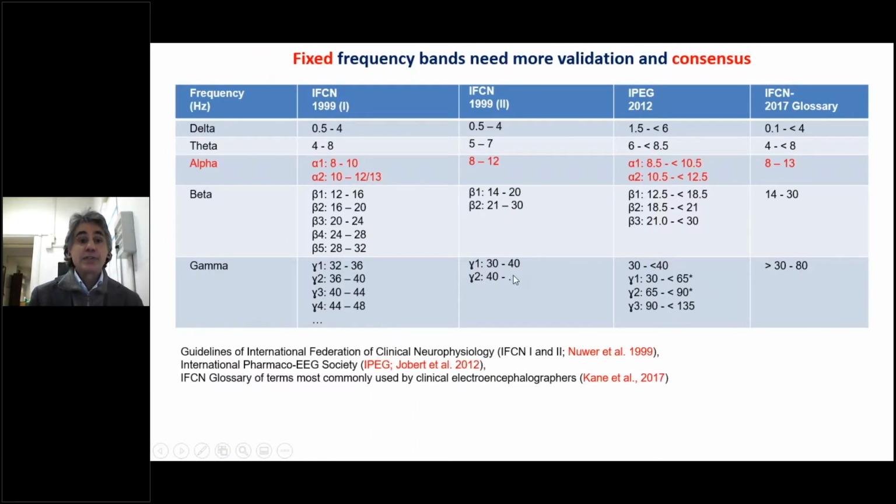Of course, you can also use fixed frequency bands according to the tradition of resting state EEG. But you can see that different guidelines from the International Federation of Clinical Neurophysiology and the Pharmaco-EEG Society propose different frequency bands for alpha, beta, and gamma. So the choice of the proper fixed frequency bands for clinical neurophysiology research is an open issue.